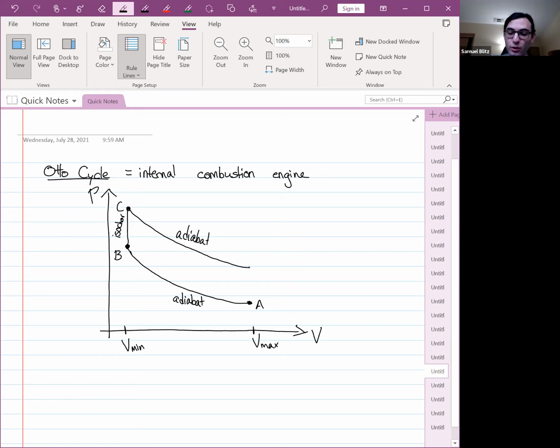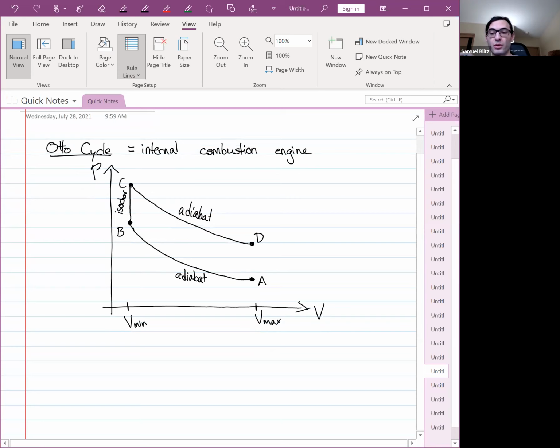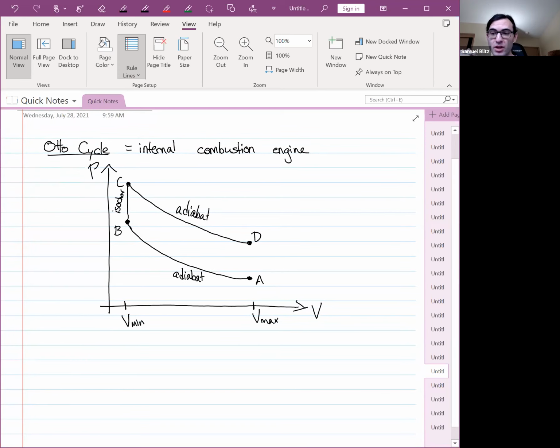And then once it gets to its original volume, the spent gas and fuel mixture is expelled out the exhaust, and new air and new gasoline is added to the mixture. This results in the volume staying the same because the piston's in the same position. But now the high pressure gas is vented out and new low pressure gas is brought in. And this is another isochore. And this completes our cycle. This completes the Otto cycle.